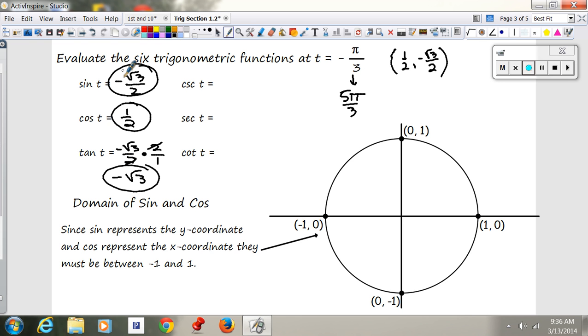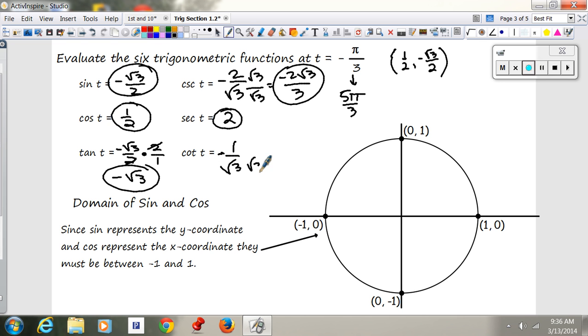Okay, let's go back up to cosecant. From sine over to cosecant, I'm going to get a negative 2 over radical 3. Let's get rid of that radical from the bottom. You're going to get negative 2 radical 3 over 3 is my cosecant. What is my secant? Flip around a half, you're going to get a 2. Cotangent is going to be negative 1 over radical 3, so you're going to need to multiply by the radical 3's. You're going to get negative radical 3 over 3 is my cotangent.